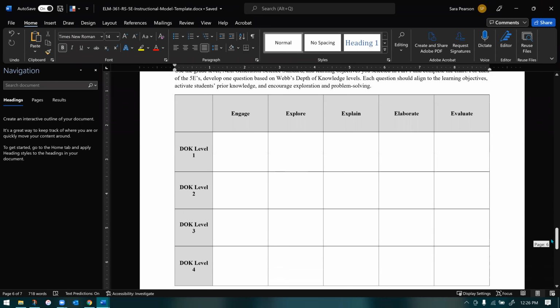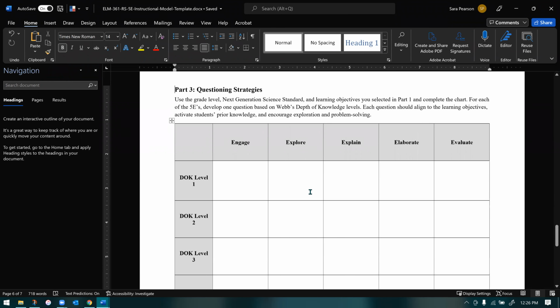For this assignment, what you'll have to do is develop questions that are related to that standard and learning objective. And then you will use Webb's depth of knowledge levels to develop different levels of rigor for each of your questions in each of the 5 E's. So you will identify level 1 questions that you can ask when you're engaging students.